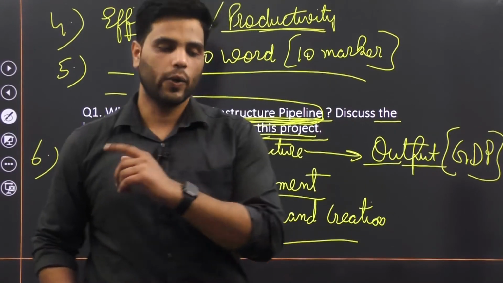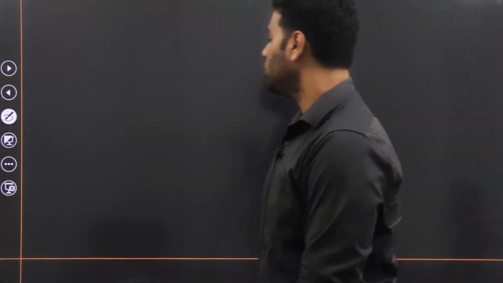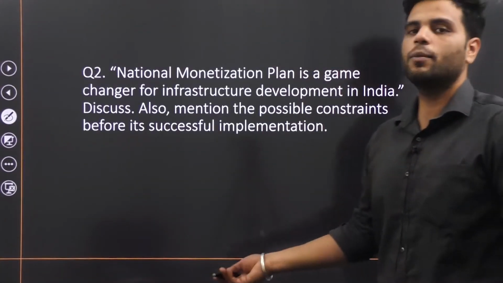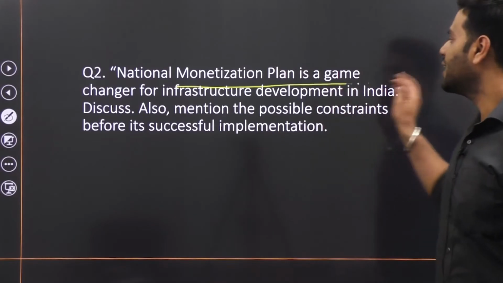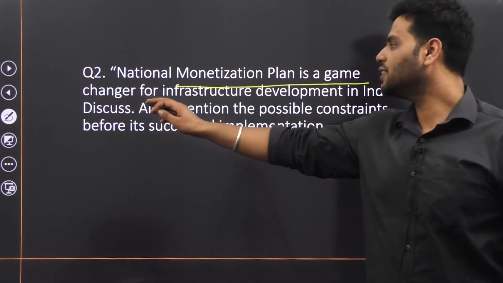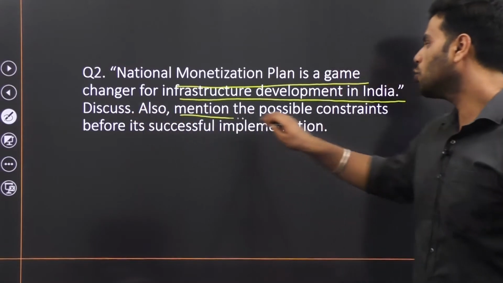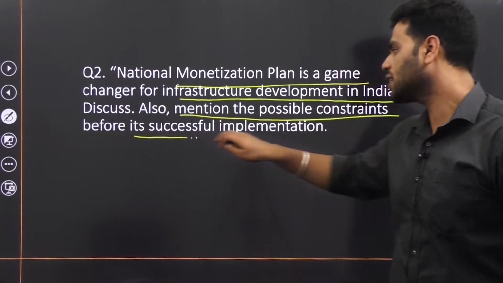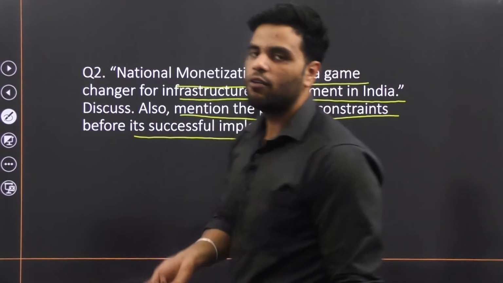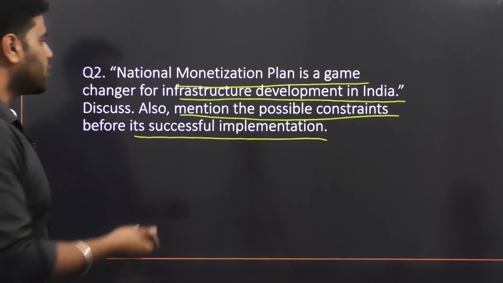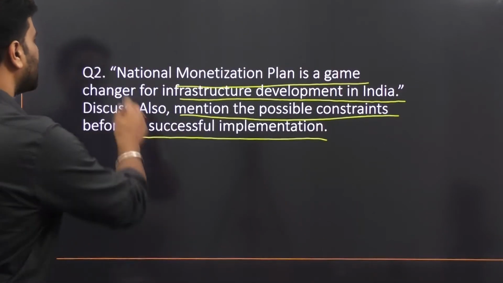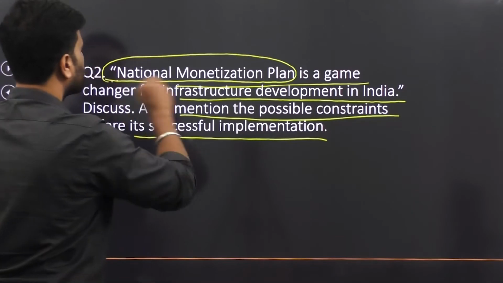All right? Okay then. Let's move on to question number 2. Question number 2 deals with National Monetization Plan. National Monetization Plan is a game changer for infrastructure development in India. Discuss. Also mention the possible constraints before its successful implementation. Well, first of all, you need to mention what? In the introduction part of your answer, what is National Monetization Plan?